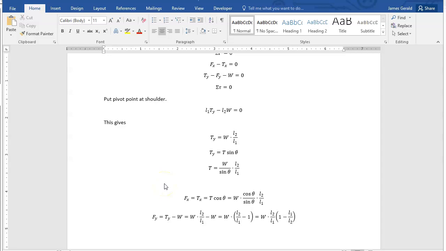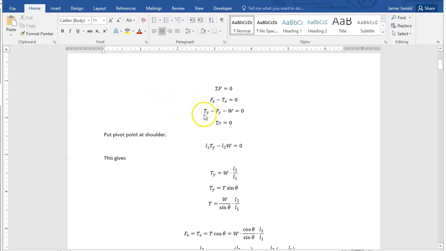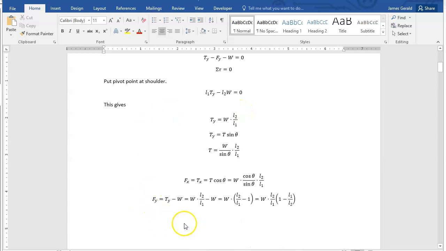Now, Fy. Fy is in this equation where if you look at the vertical forces, Ty minus the downward forces, Fy and W, those have to all be 0. And so Fy is Ty minus W. Again, we know Ty is just T sine theta, which ends up being W L2 over L1 minus W. And I rearranged a little bit because it's prettier this way. And that's just me, right? A little prettier this way.